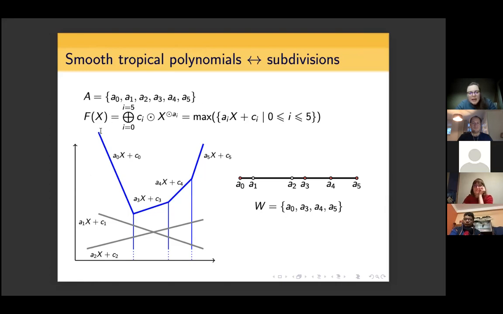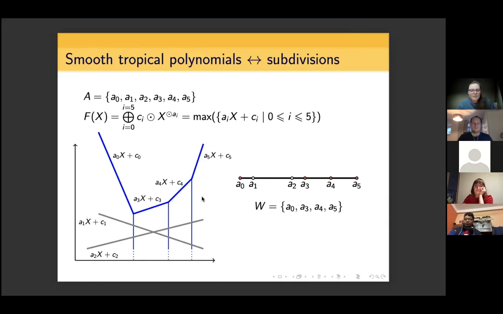I can look at which slopes form the top part of this curve. And what I get is A0, A3, A4, A5. I write them down in a list, and I can consider the corresponding subdivision, a subdivision that would contain exactly these endpoints. So I can take a smooth tropical polynomial and read off a subdivision.